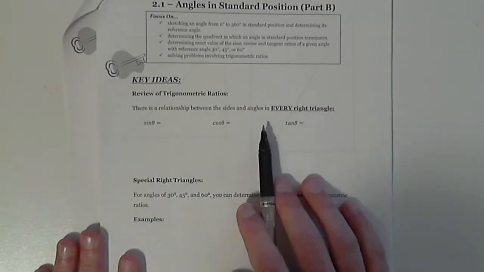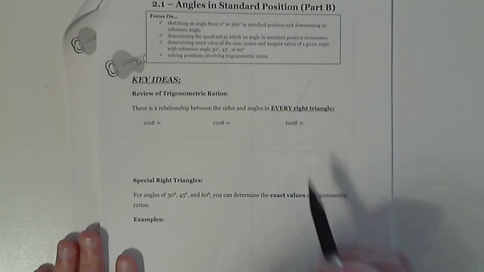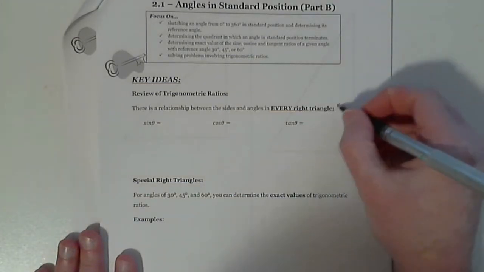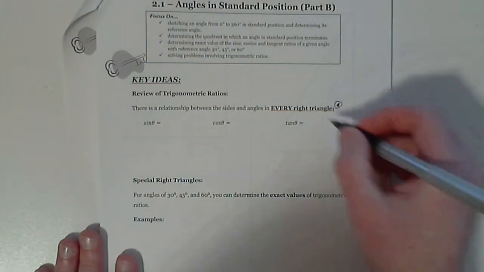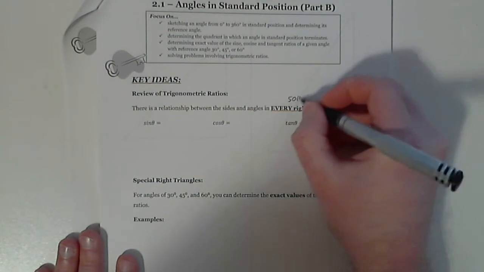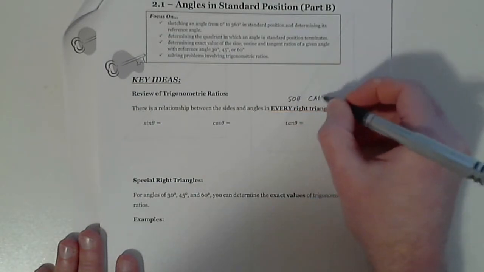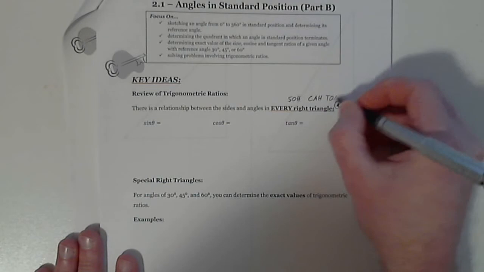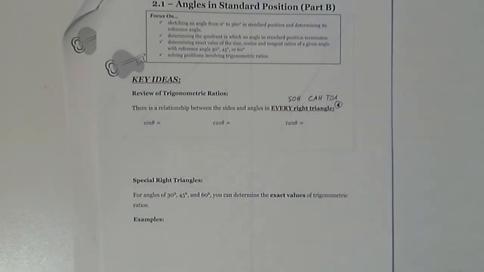There's a relationship between the sides and angles in every right angle triangle. This is what we learned last year. This is our SOHCAHTOA. Every single right angle triangle has these relationships.